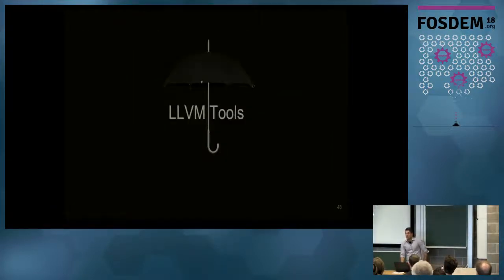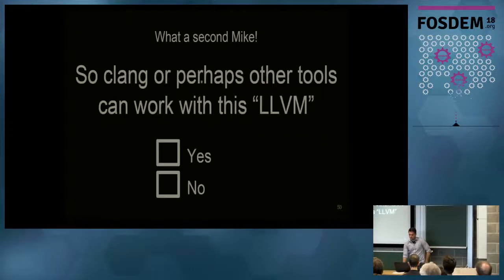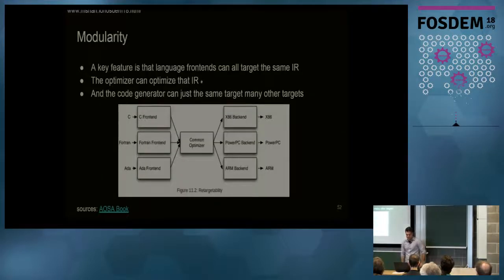So, jumping into our first one is, of course, Clang. And as I mentioned, if you're on a Mac, likely you've already used Clang. That's Apple's default compiler. So, Clang or perhaps other tools can work with this LLVM. Yes, of course. We're in the right place.